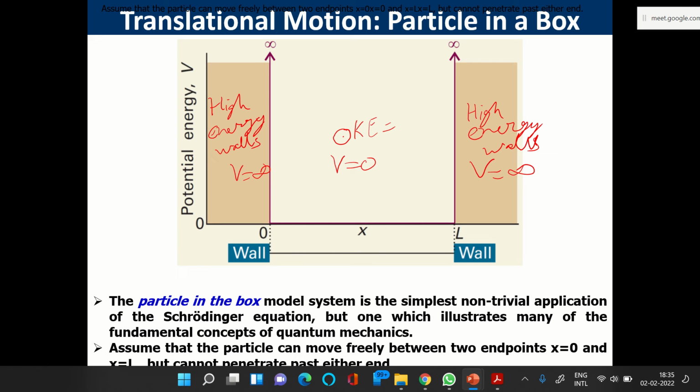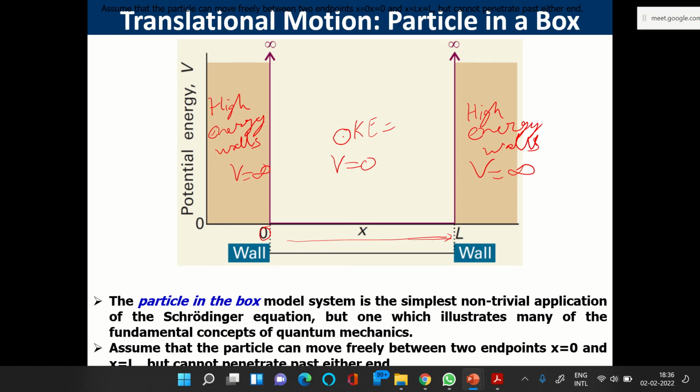The particle can move from 0 to L. We are discussing this only in a one dimensional frame, so it is only in the x direction. The coordinates in this frame are 0 and the length of the box, shown as capital L.